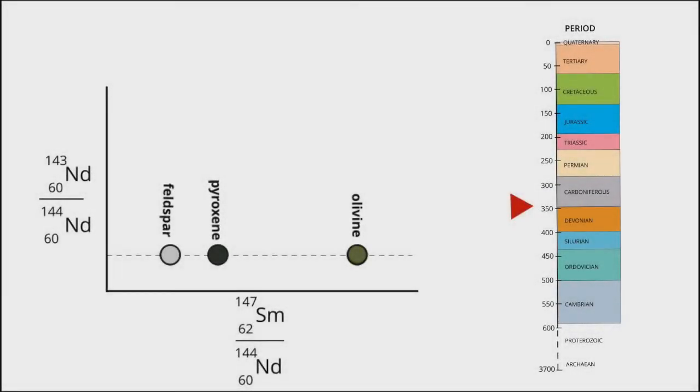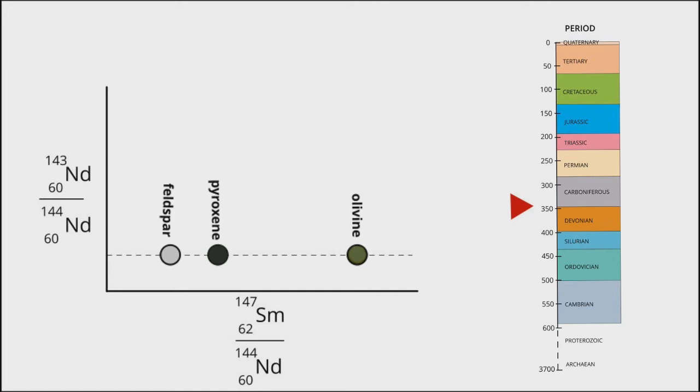Look at the axes of this graph. Instead of just plotting the samarium-147 along the horizontal axis and the neodymium up the vertical axis, we are plotting ratios. The denominator in each case is the amount of neodymium-144. The geological scale on the right shows that we are at 350 million years ago, when the rock was new. There is a horizontal dotted line, and on it are the three minerals.